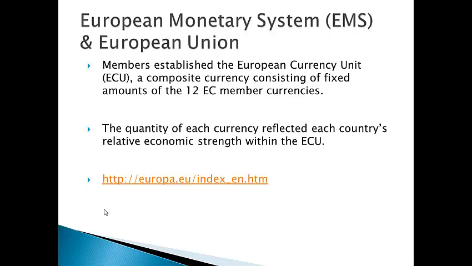When it was created, the members established the European Currency Unit, the ECU, a composite currency consisting of fixed amounts of the 12 members from the European community, the initial 12 who were going to be involved, which are the 12 major countries in Europe, and the rate was set based on each country's relative strength, the strength of their economy. So Germany, being on the high side, Italy taking a slightly weaker position.